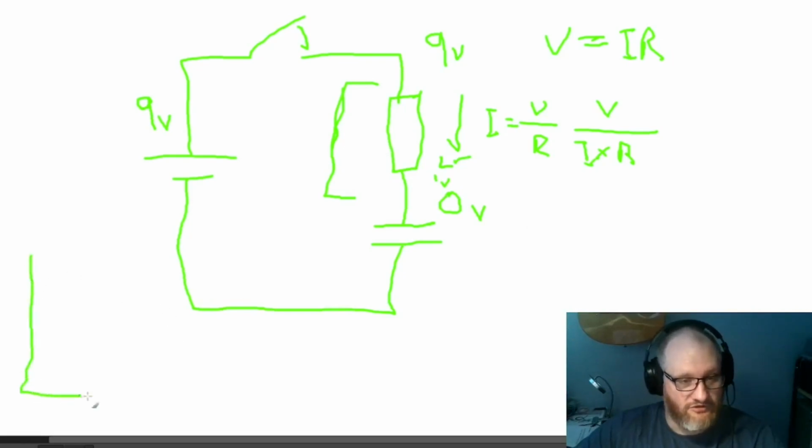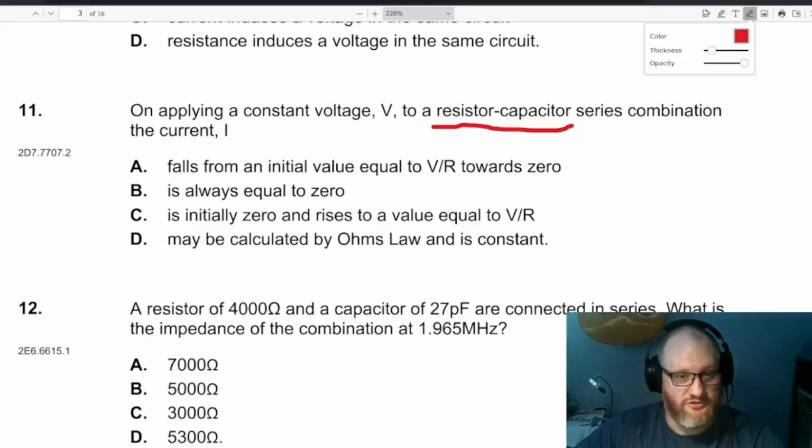So we could draw this as a graph, and we can say, well, we start with an initial V over R up here, and then as the capacitor starts to charge, the potential difference across the resistor decreases, therefore the amount of current going through it decreases, and the curve probably looks a bit more like that. So we start from V over R, and then the current decreases and approaches 0 as the capacitor charges. So let's come back to our answers, and we'll start from the bottom.